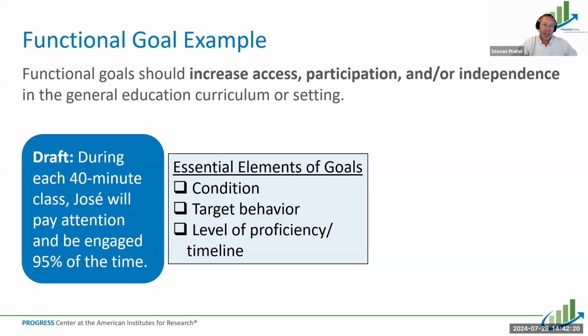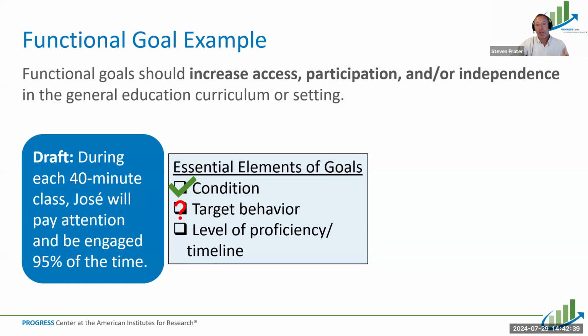So do we have a condition? Well, yes, we have a condition because our condition is during each 40-minute class. So we know in each 40-minute class that Jose has, we want him to achieve this goal. So that's our condition. Our target behavior is kind of iffy, okay?